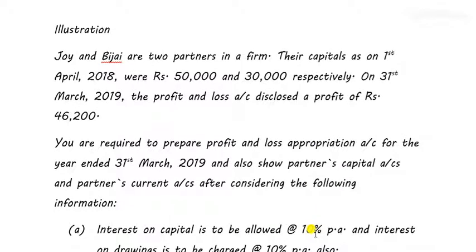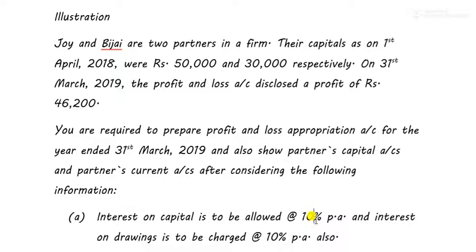So Joy and Bijoy are partners in a firm. Their capitals were 50,000 and 30,000, and profit and loss account disclosed a profit of 46,200. Before starting the sums, always read the sums completely, so that you may know if you have to make any changes in the profit or anything. This is accountancy. You can't just look at the sum and do it step by step. First you have to read the whole sum, then understand what you have to do, and then step by step perform the sum. So profit is 46,200.